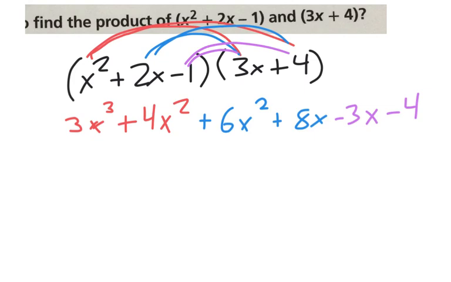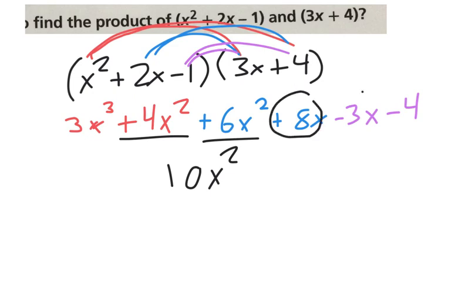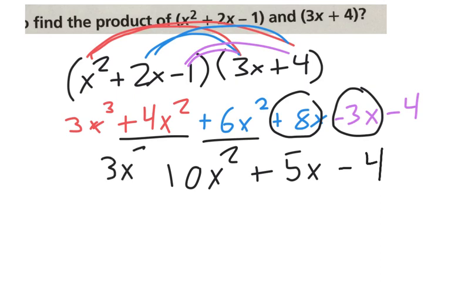Do I have any like terms? Yeah. 4x squared and 6x squared is 10x squared. 8x minus 3x is 5x. There's nothing like -4. There's nothing like 3x cubed.